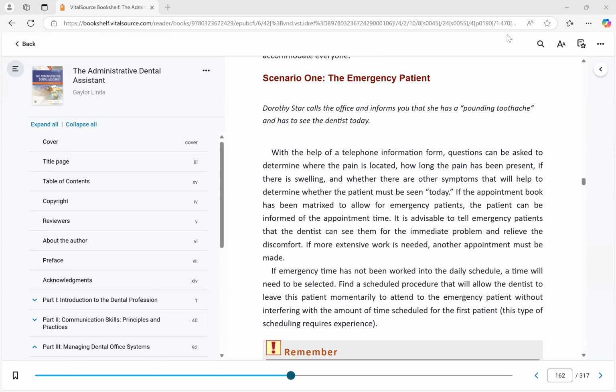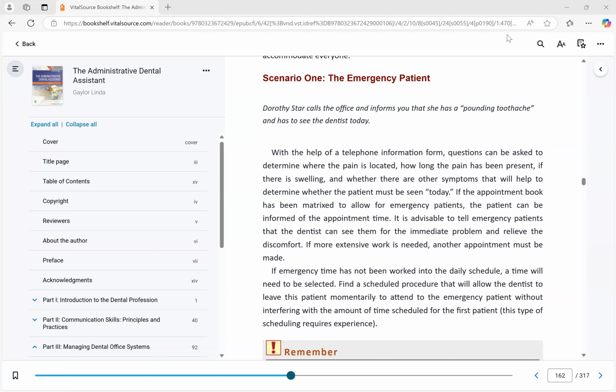If the emergency time has not been worked into the daily schedule, a time will need to be selected. Find a scheduled procedure that will allow the dentist to leave this patient momentarily to attend to the emergency patient without interfering with the amount of time scheduled for the first patient.